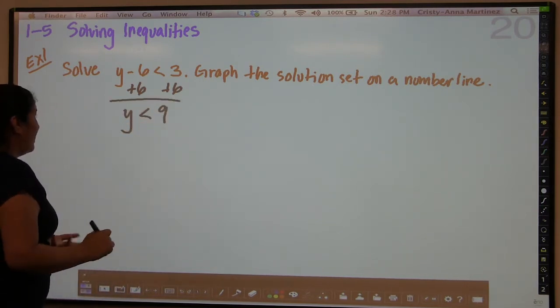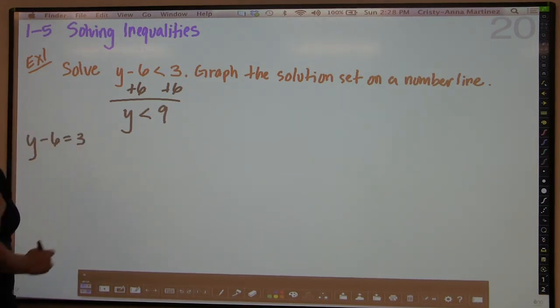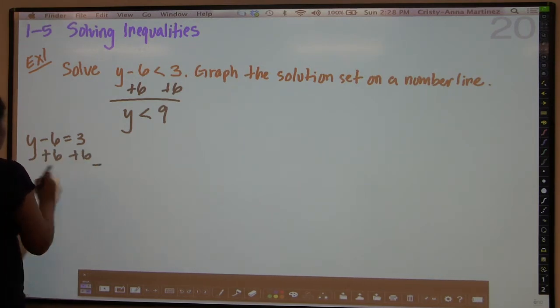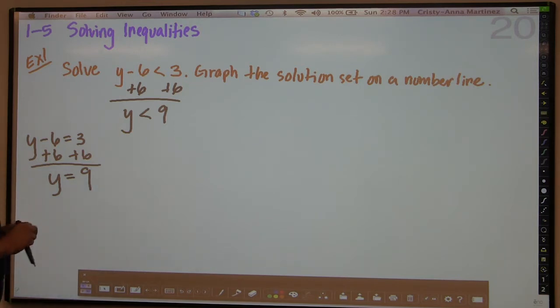Okay? Now, why is this different than if you had y minus 6 equals 3? Not a whole lot would be different. You would still add 6 to both sides, and you would still get 9. But how many numbers are actually equal to 9? Yeah, 1. That's called finite. It's a countable number of solutions.